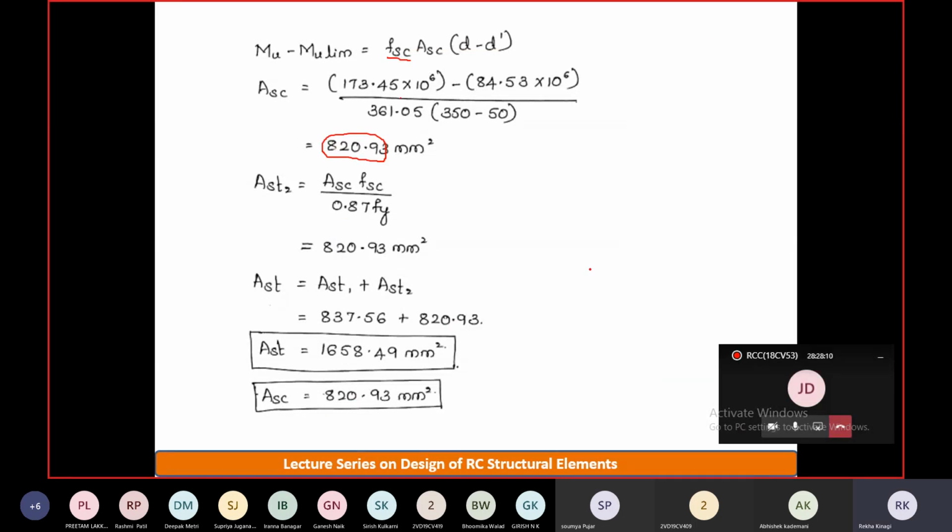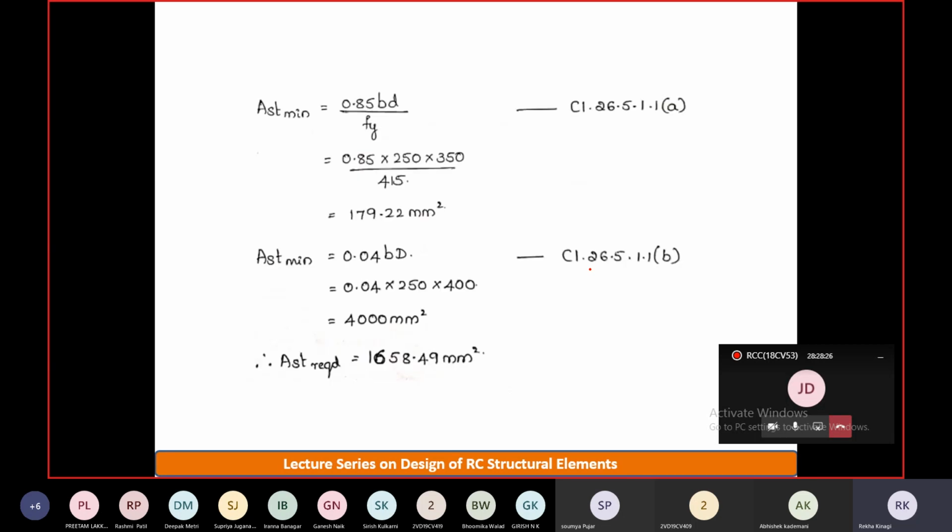Okay. Next we'll proceed with the next step. Now once we get the value of AST, we need to check, as we have checked in the previous design, whether this value of AST is more than AST minimum and less than AST maximum or not. So let's calculate the value of AST minimum and AST maximum. This has to be AST maximum, just make a note.